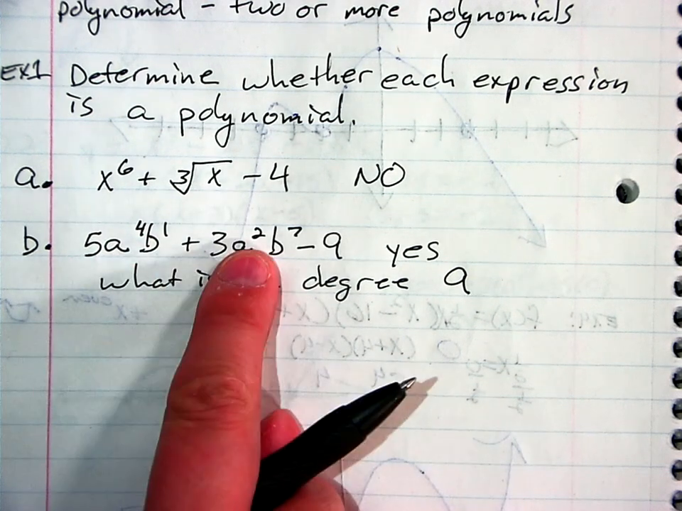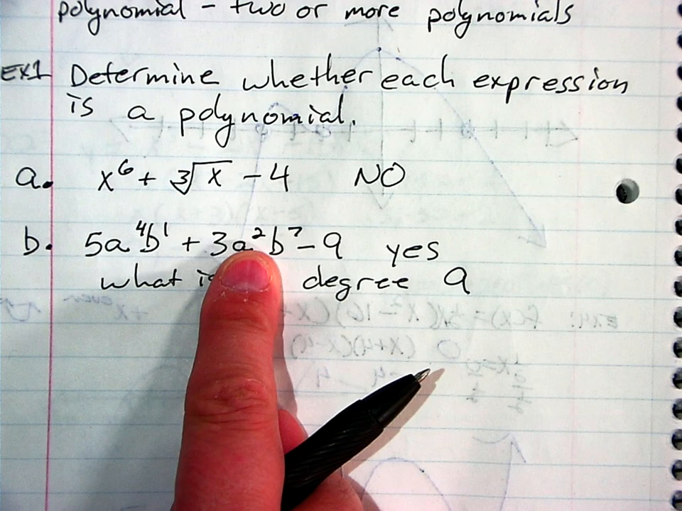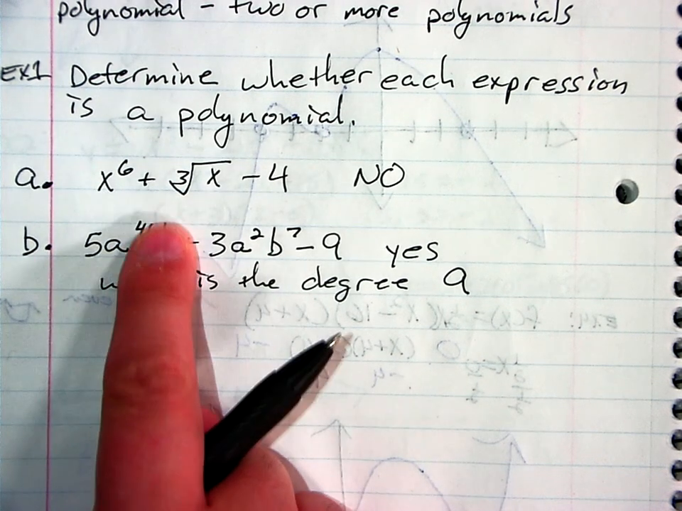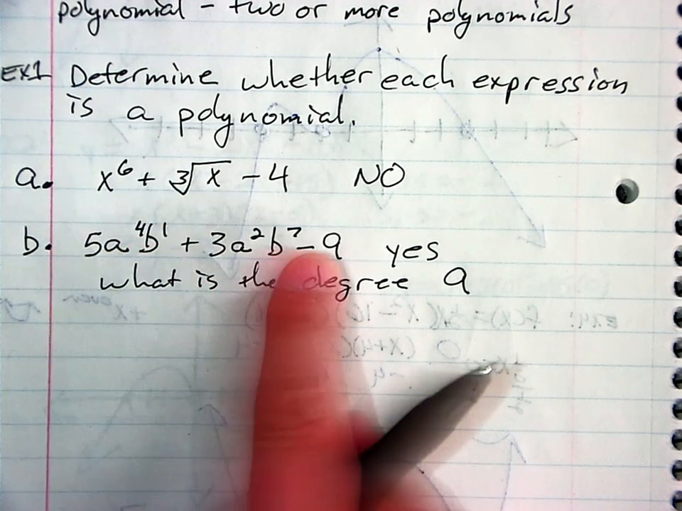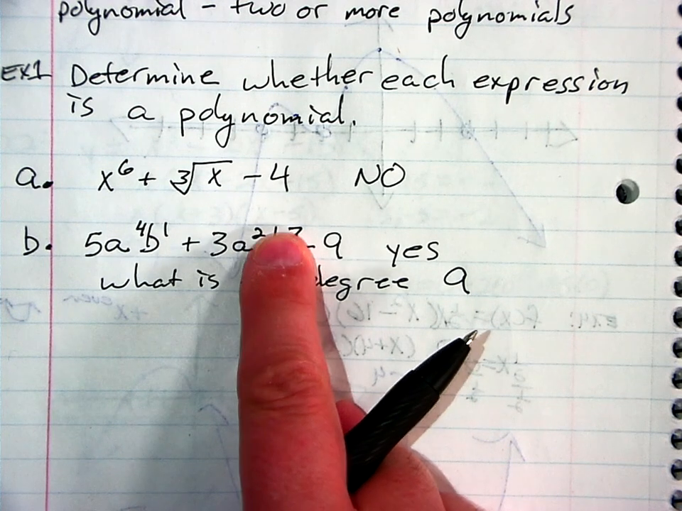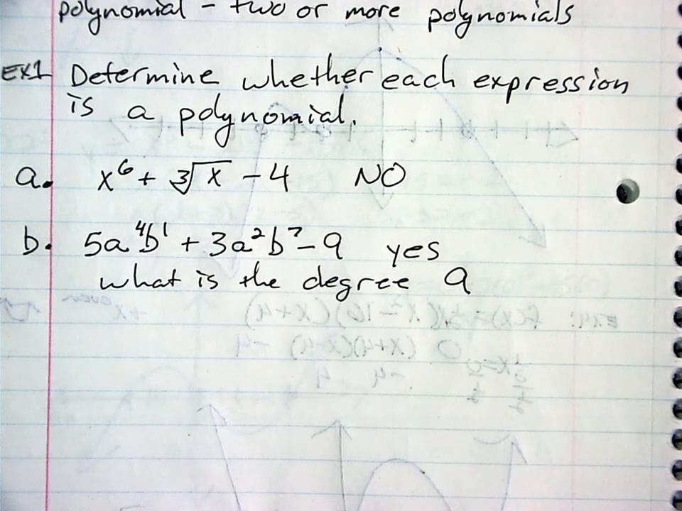All we're looking at is the exponents. So for this one, 4 and 1, the degree of this term would be 5. The degree of this one, 2 and 7, is 9. So you want the biggest degree, the biggest exponents.